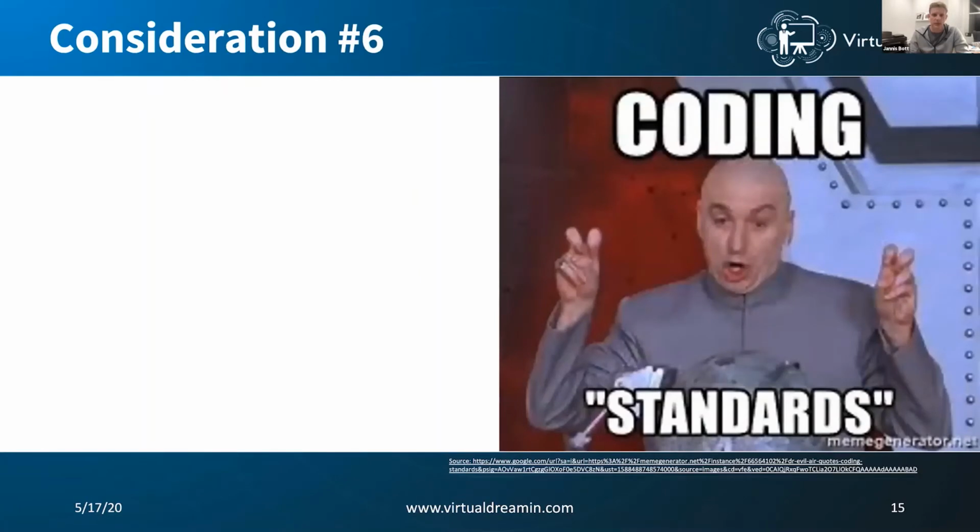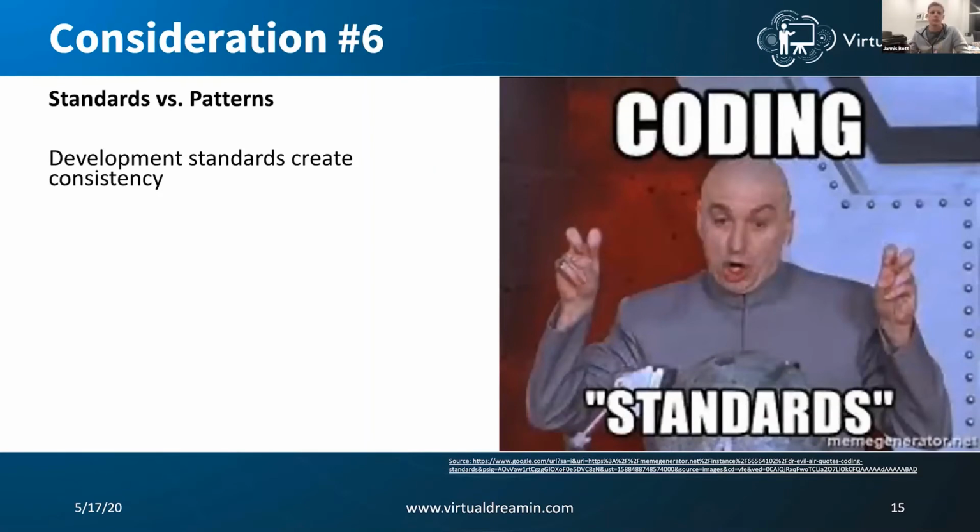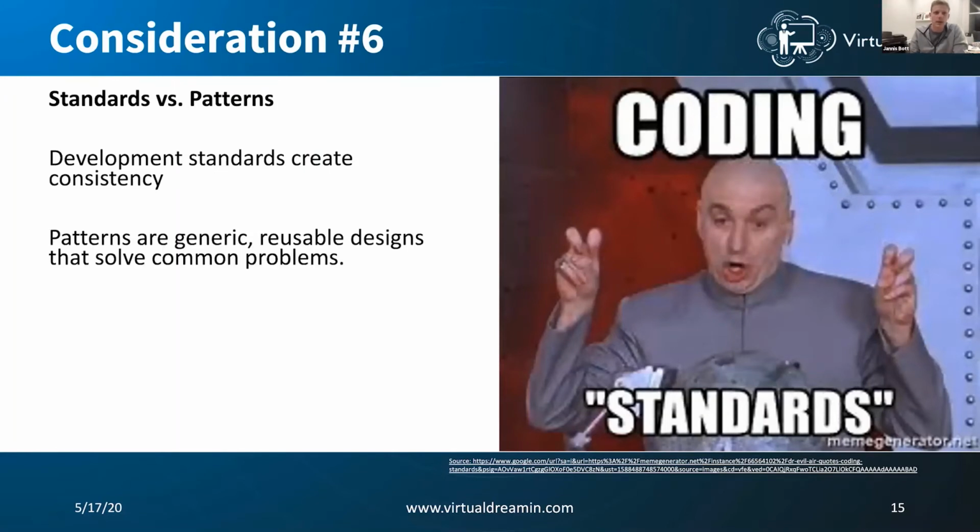Consideration number 6, standards versus patterns, right? So development standards, as we know, create consistency. And I'm German, so I love consistency, right? And I think it's very important to have documented standards that say, here's how we should always name our classes. Here's how we should name our process builders. Here's when we should use process builders versus Apex, etc. However, patterns are generic, right? Patterns take advantage of those development standards and then create reusable designs that solve common problems.